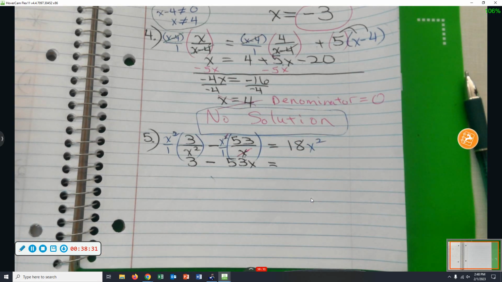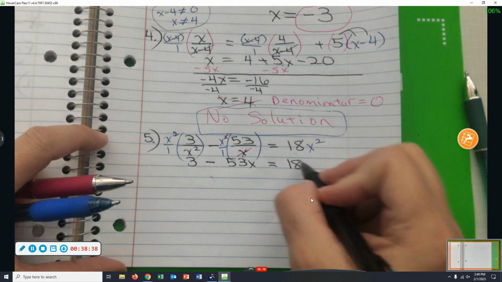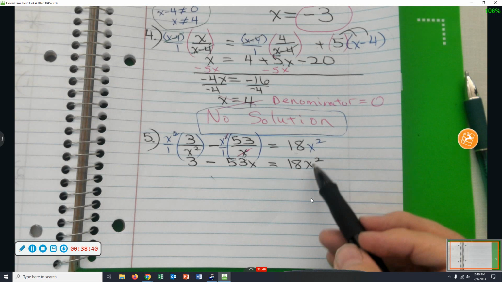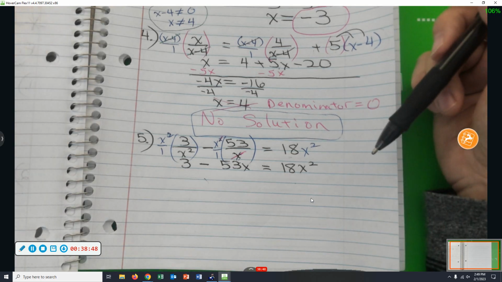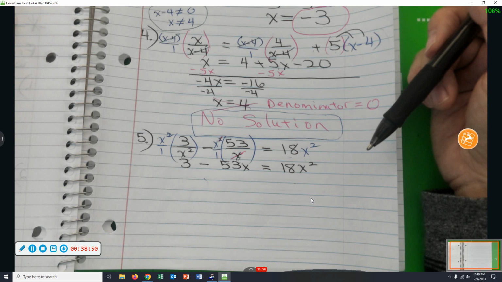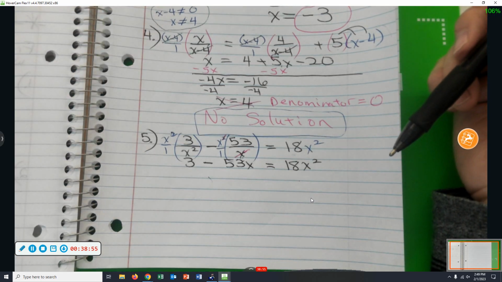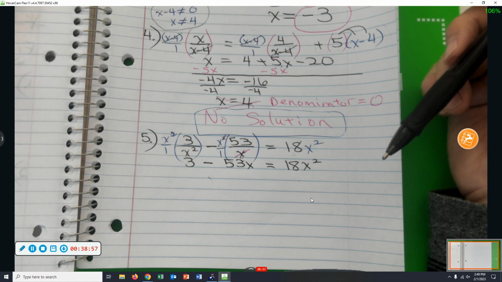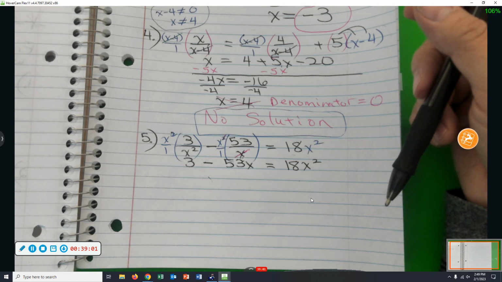Equals, oh, this is nice. What have we got on the right side? 18x squared. Well, it's not that nice because the x squared isn't canceling out. We're going to have to solve this thing either by factoring or the quadratic formula. And I've noticed something through the years. If they don't say solve by the quadratic formula and the equation's quadratic, they're trying to tell you it's factorable.